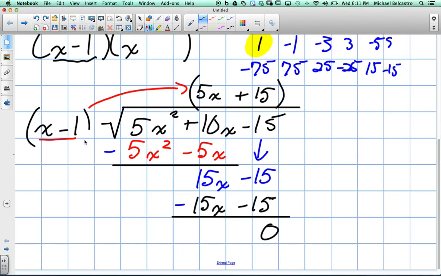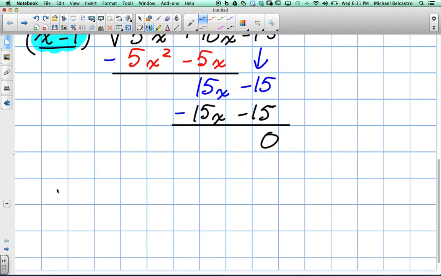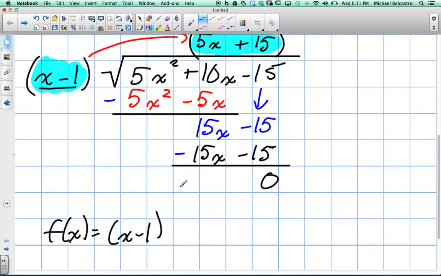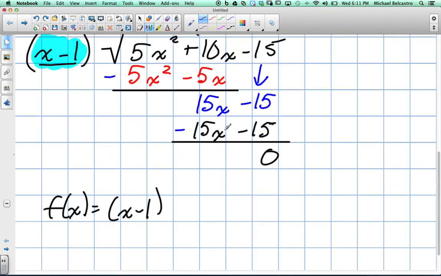This is the first bracket. We knew that was the right one, so I'll highlight them. This is what we divided by, and we found the other one. So the factored form of this is written as f of x is equal to, first one is x minus 1, and the other one is 5x plus 15.